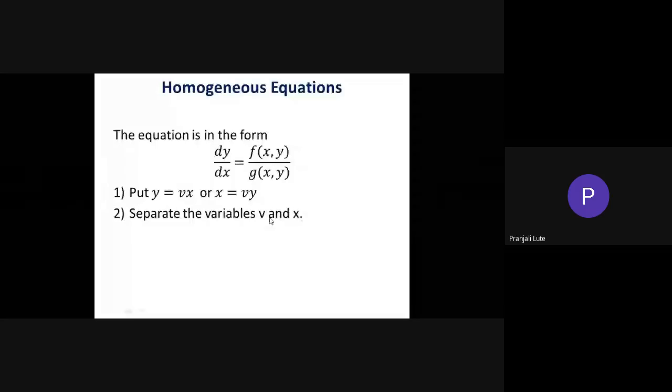Then the next step, after substituting y equal to vx or x equal to vy, is to separate the variables v and x, or v and y. After separating the variables, you know very well how to find the solution by using separation of variables. So how to solve this example? Method of homogeneous differential equation.